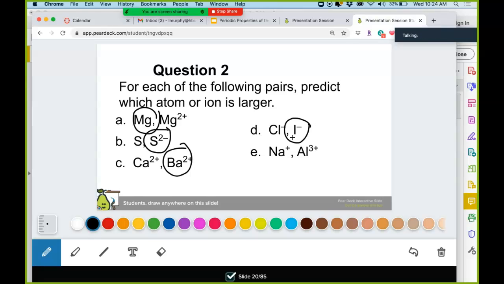Okay, now these two guys, sodium ion and aluminum ion. What do you recognize about them?